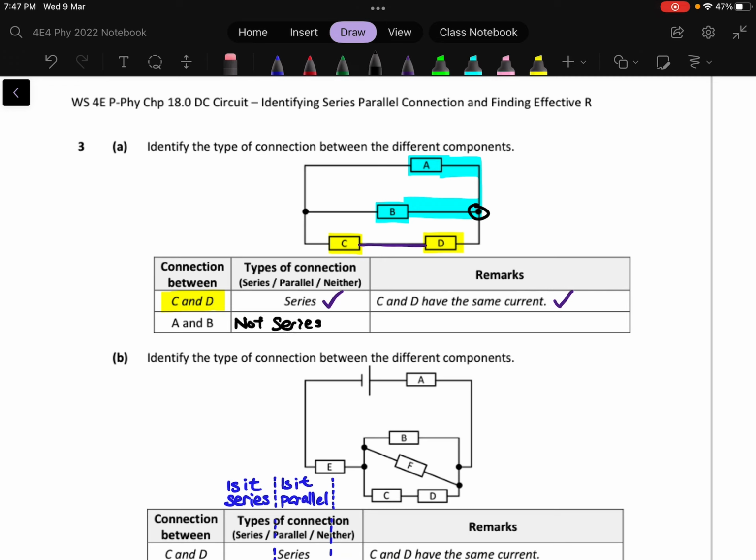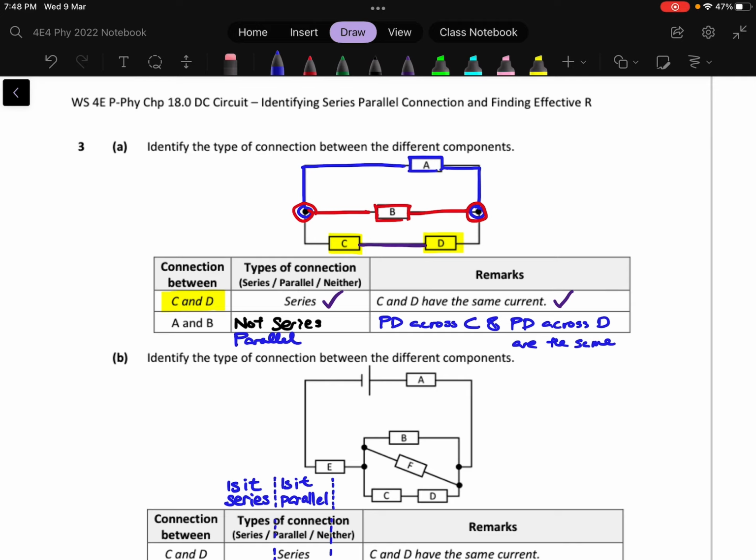The next thing we want to check is if they are parallel. So how do we check they are parallel? A is trapped between this dot and this dot. B is trapped between this junction and this junction. So they are trapped between the same junctions, and we say that, okay, they are indeed in parallel. And what's the remark that I can say about this? Well, I can say that the PD across A and the PD across B are the same.